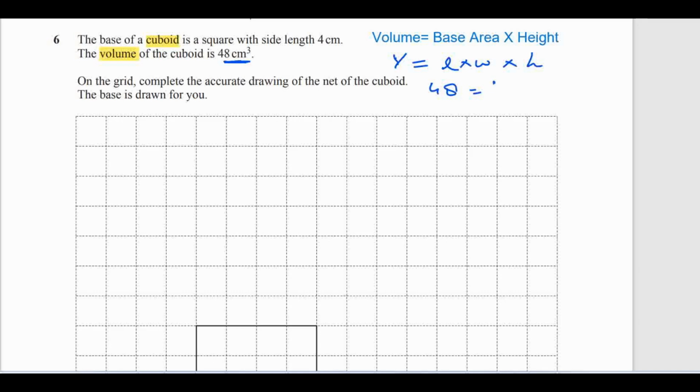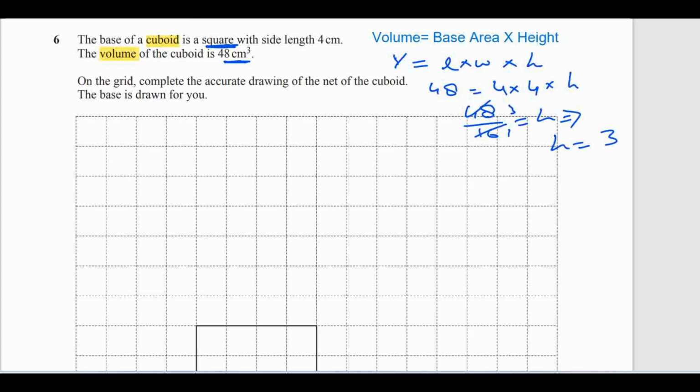So 48 is equal to length, which is 4. As we can see that it is a square, so square means width is also 4, and we have to find the height. So 48 divided by 16 is equal to height. Finally height will be equal to 3, because 16 1s are 16, 16 3s are 48.